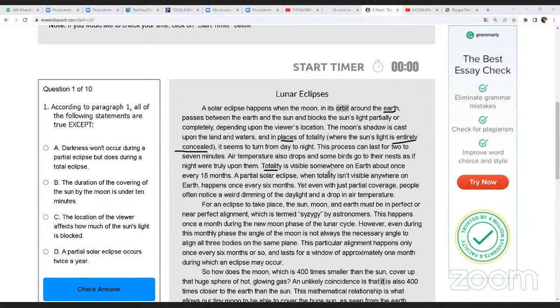Some occur about once every 18 months. Partial solar eclipse, when totality isn't visible anywhere on Earth, happens once every 6 months. Yet even with just partial coverage, people often notice a weird dimming of the daylight and a drop in air temperature.